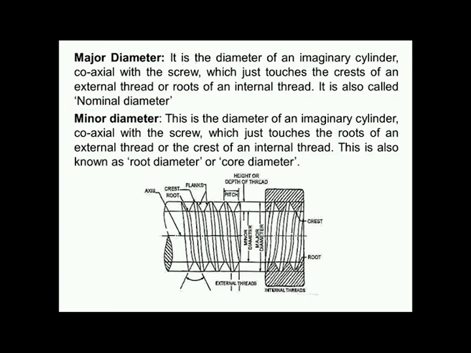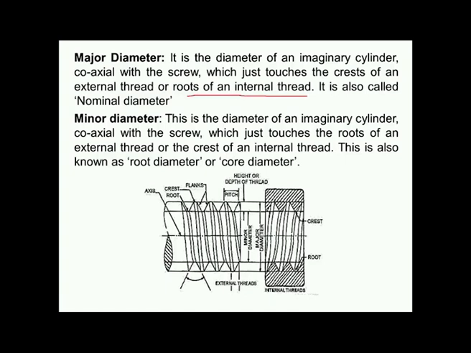The major diameter is the diameter of an imaginary cylinder coaxial with the screw which just touches the crest of an external thread. You can see here we have the crest points and we have the crest here. So, the imaginary cylinder will pass over these crest points, just touching the crest of an external thread or roots of an internal thread. It is also known as nominal diameter.